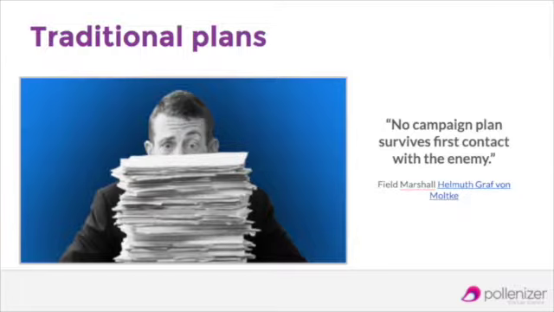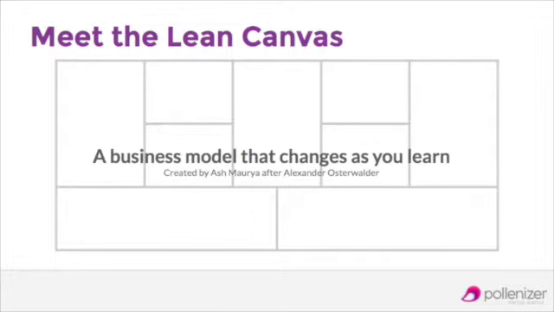Startups need something more agile, something more changeable, something that can be reviewed very, very quickly and kept up to date as the startup learns quickly. That's where the lean canvas comes in. It's an adaptation of the business model canvas that was developed by Alexander Osterwalder. And it was developed by Ash Maurya in his book, Running Lean.